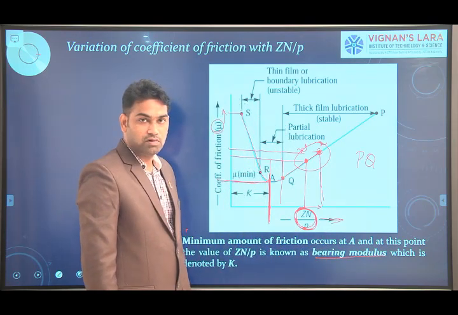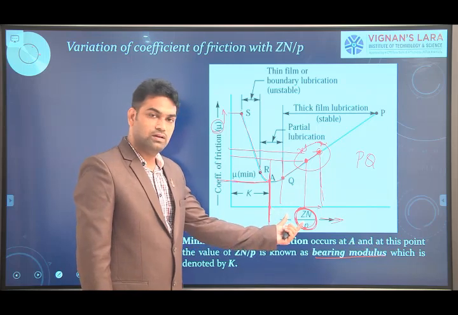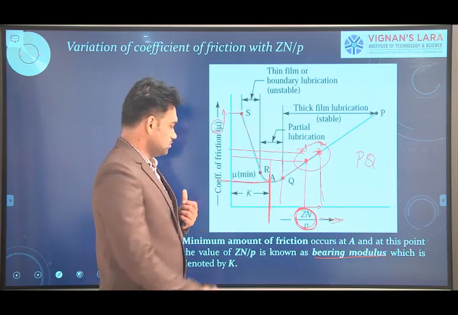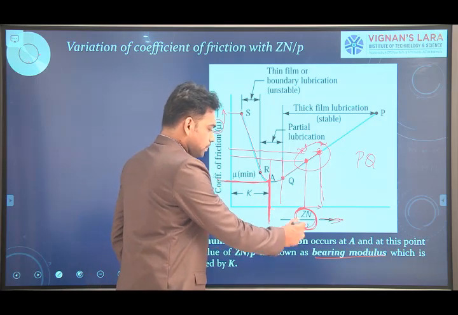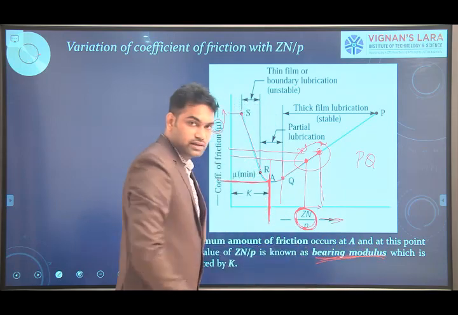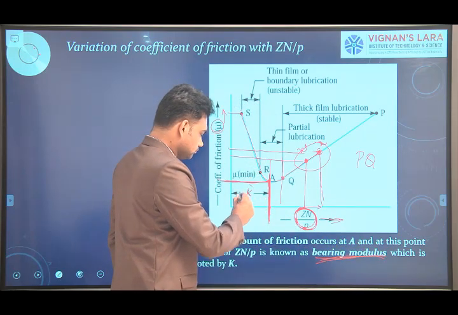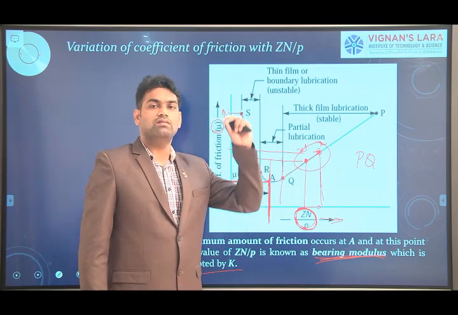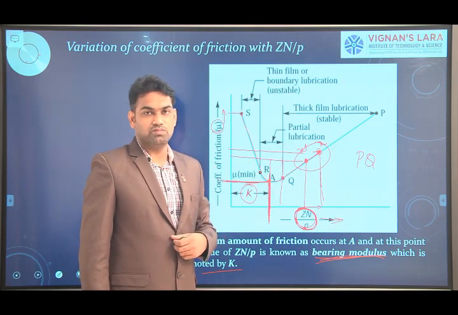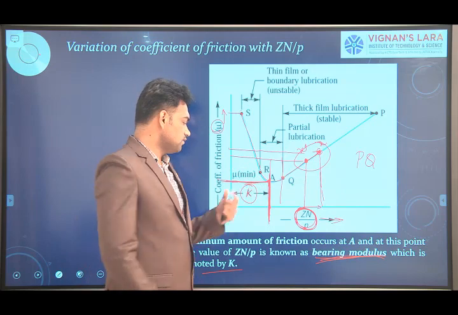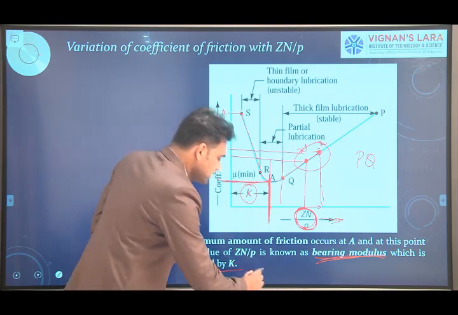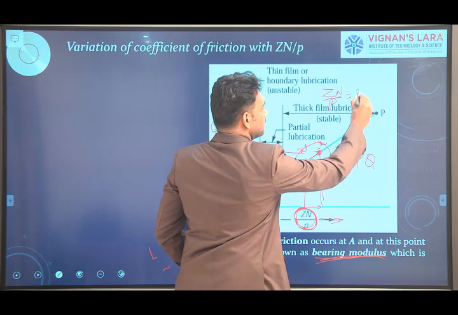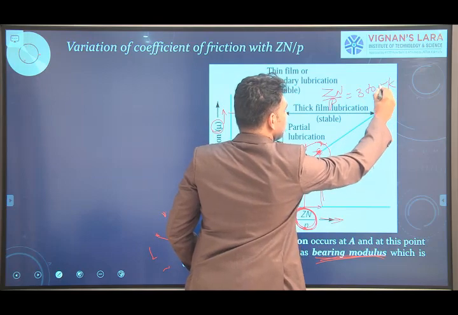What is the bearing modulus? The value of the bearing characteristic number ZN by P at the minimum value of friction. At this point we call it the bearing modulus, and it is denoted by capital K. Clear? In order to operate the bearing always in the thick film condition, without coming into the thin film region, ZN by P should be kept at 3 to 5 times K.